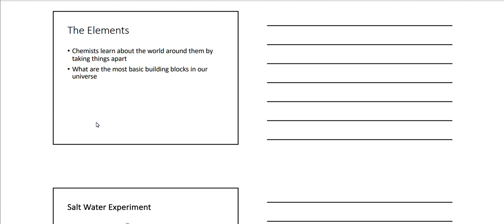So chemists learn about the world around them by taking things apart. So you break things off in order to study chemistry and to understand why certain reactions take place. You need to break them apart and study every element, and study the chemistry and the electrons of every element, so things can be explained. So everything boils down, at the end, to the elements. That's basically the bottom line.